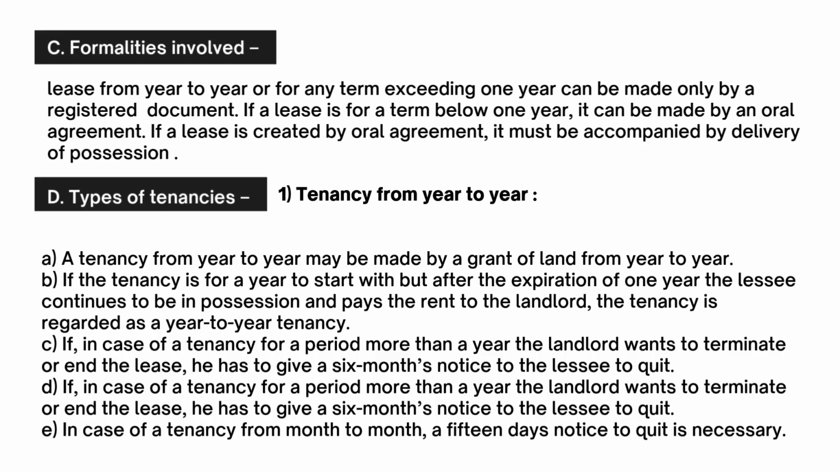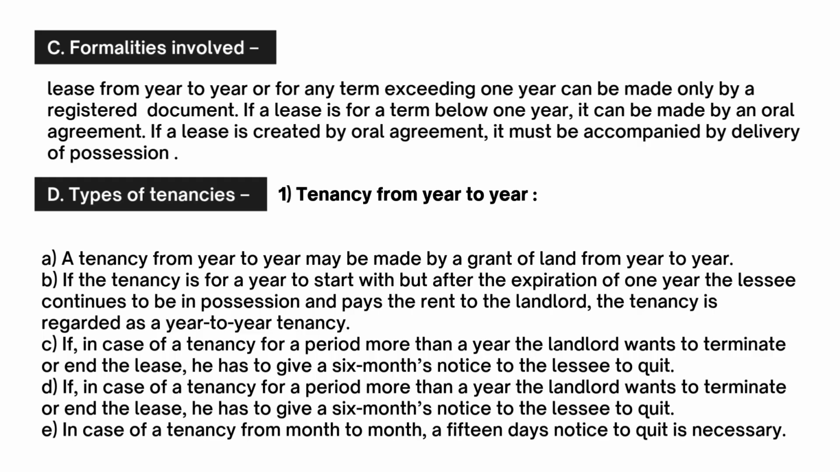C. Formalities involved. Lease from year to year or for a term exceeding 1 year can be made only by a registered document. If a lease is for a term below 1 year, it can be made by an oral agreement. If a lease is created by an oral agreement, it must be accompanied by delivery of possession.